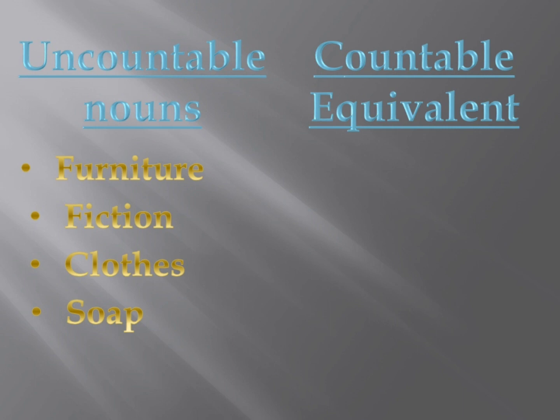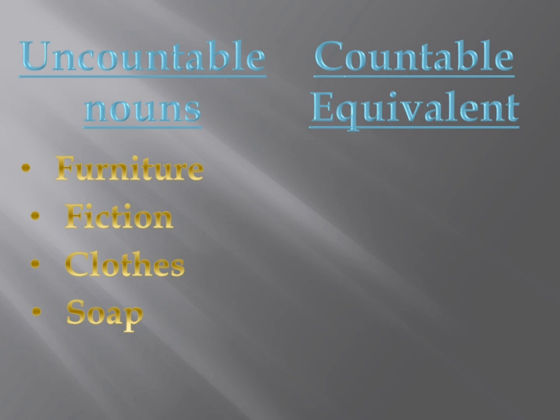Furniture, clothes, fiction, soap, all these things are categories actually. Because within the category of furniture, there come chair, table, bed, etc. So these chairs, tables, all these things which come under the category of furniture are considered to be countable nouns. But furniture itself is not countable. It's a category and it comes under uncountable noun.